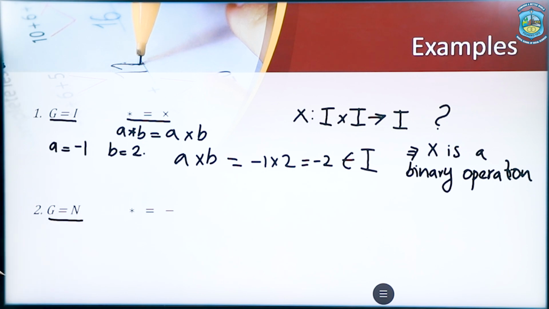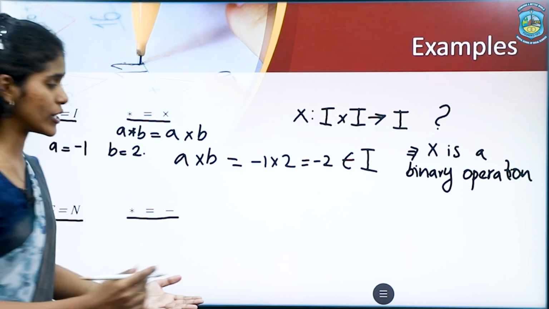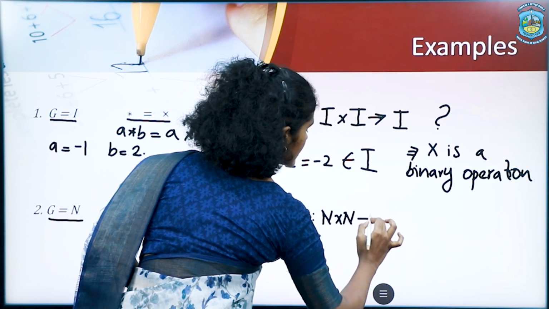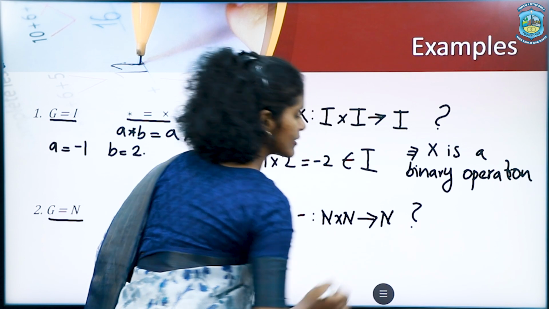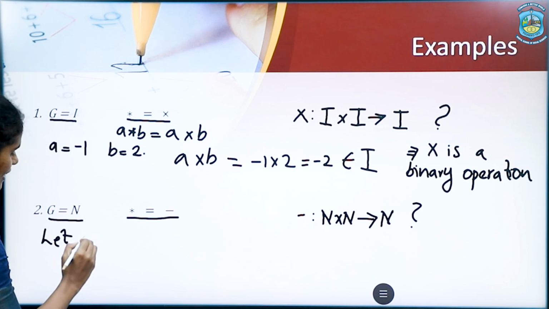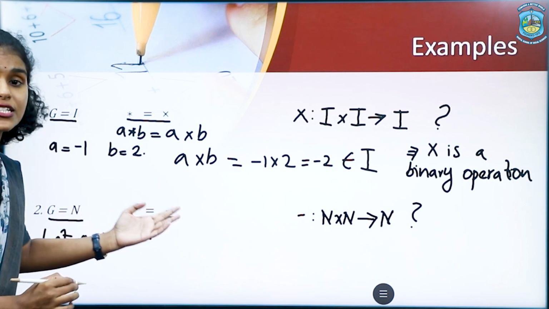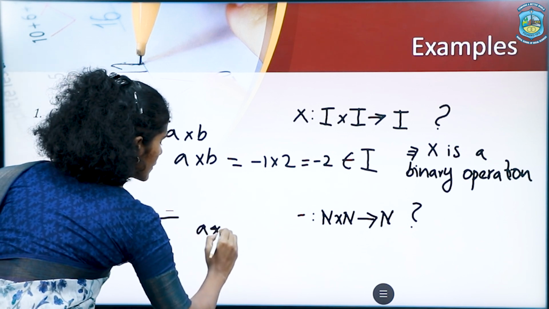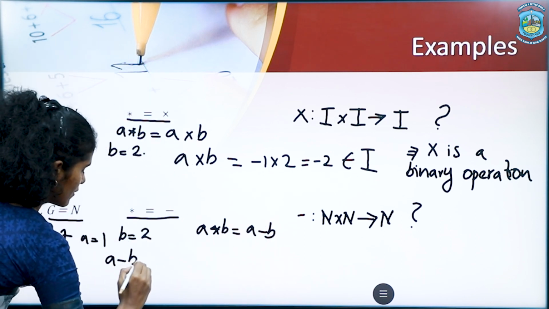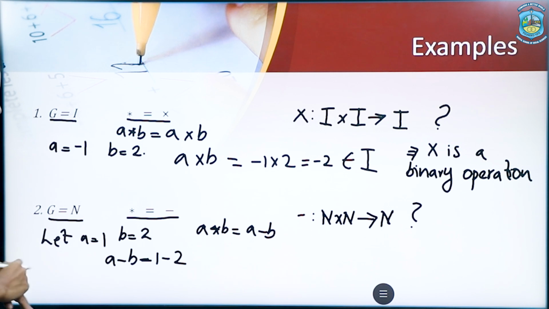Now, second example, we consider the set of natural numbers and the operation given to us is subtraction. So, what are we supposed to check? Whether it is a function from the Cartesian product of natural numbers to natural numbers. Does this satisfy? So, let us consider any two natural numbers. Let a equal to 1 and b equal to 2. Since the operation is subtraction, a star b will be equal to a minus b. So a minus b will be equal to 1 minus 2.